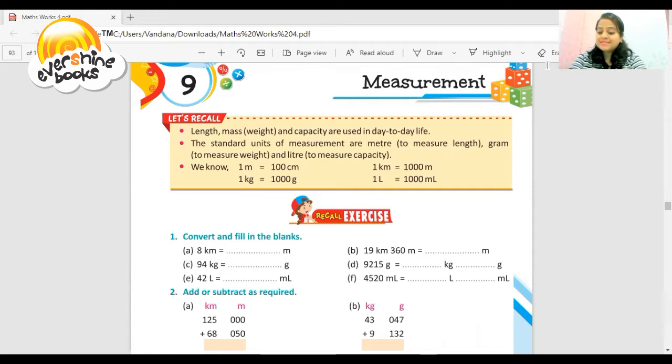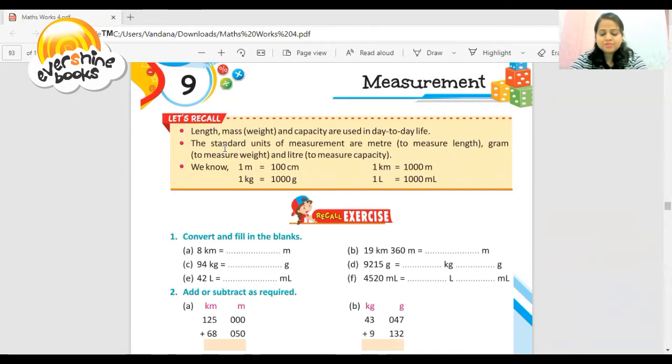Students, today it's your maths class and I'm your teacher Vandana Chabra, and I am going to teach you the math subject. Your new chapter is measurement. It's your ninth chapter, okay? So students, it's a very important chapter. We use these measurements in our day-to-day life.